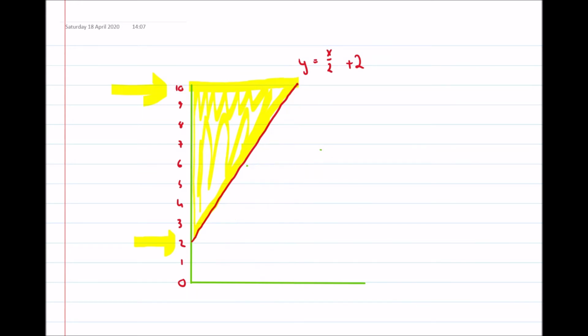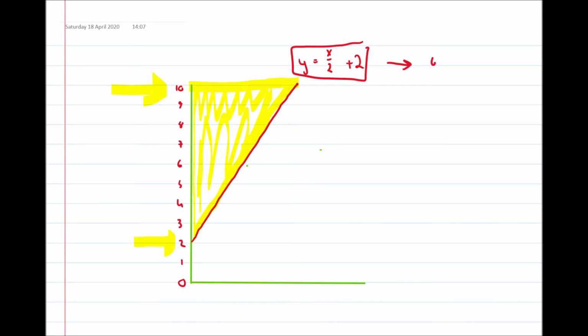However, now I'm looking for the area between the curve or the line and the y-axis. So I have to do something to this first. What I have to do is make it look like x equals something. So I have to write it in terms of x. To write this in terms of x, just do a bit of algebra.